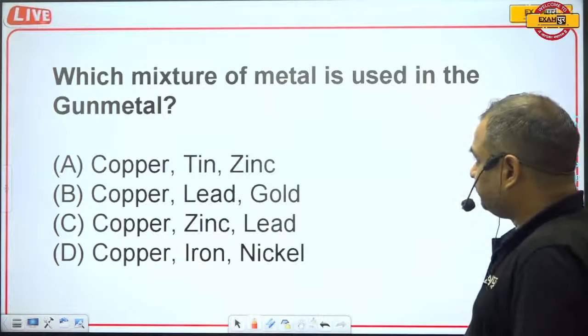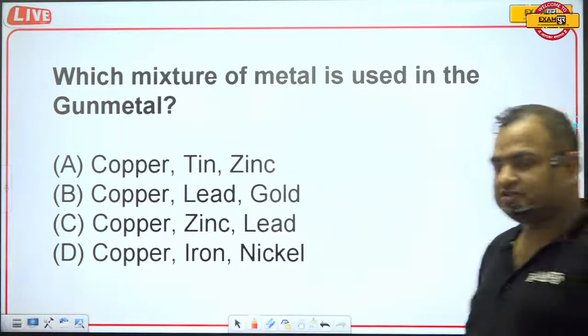Okay, so which mixture of metal is used in gunmetal? This is a very important question.